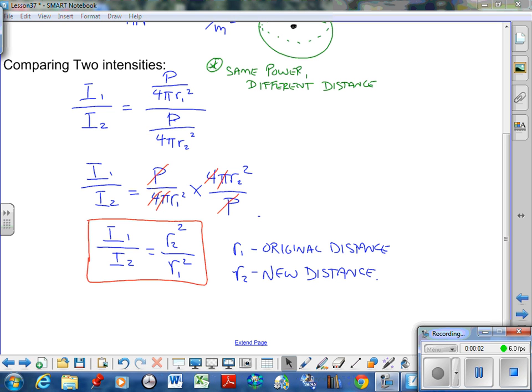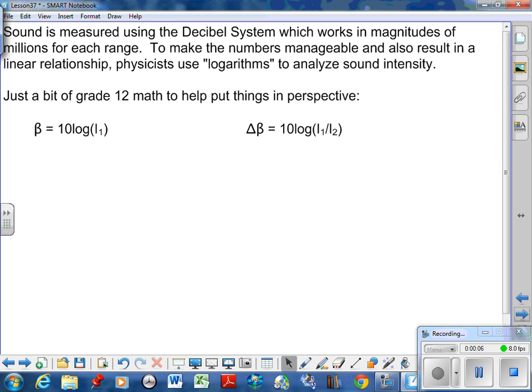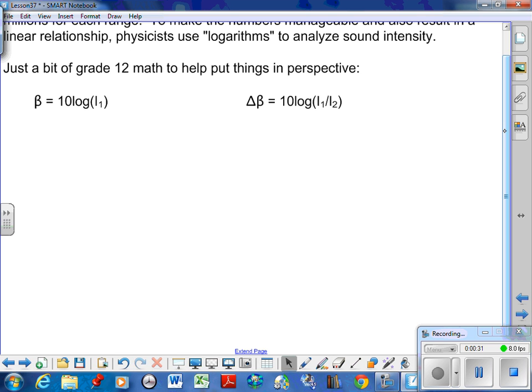All right, so finishing off this lesson, then we just talked about comparing intensity. Sound is measured with a decibel system, and it works in magnitudes of millions for each range. So to make the numbers manageable, and also to force them to result in a linear relationship, physicists use logarithms to analyze sound intensity. Now I understand you won't learn about logs till grade 12, so I'm going to get rid of the logs for you, and we'll work with it in a different format.